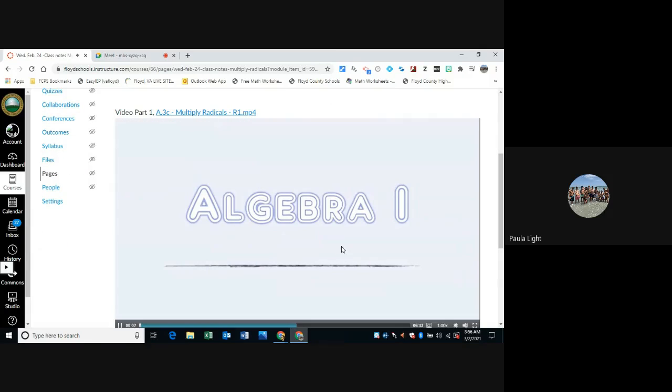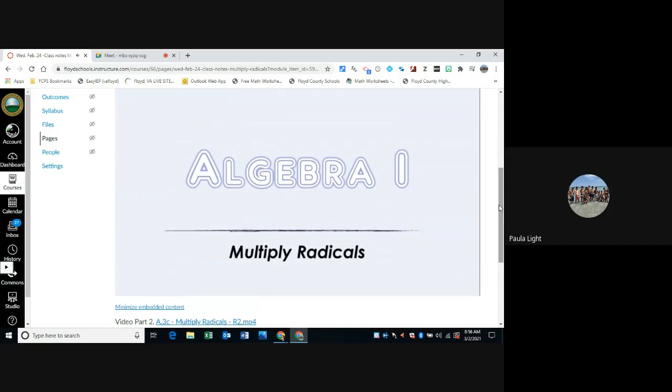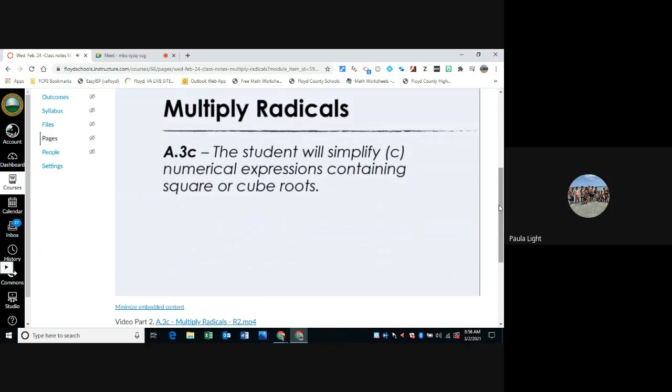Welcome to Algebra 1. Let's have a discussion on how to multiply radicals. This still comes from the SOL 8.3c. The student will simplify numerical expressions containing square or cube roots. If you remember, the earlier part of this lesson dealt with adding and subtracting expressions. Now we're going to multiply the expressions.